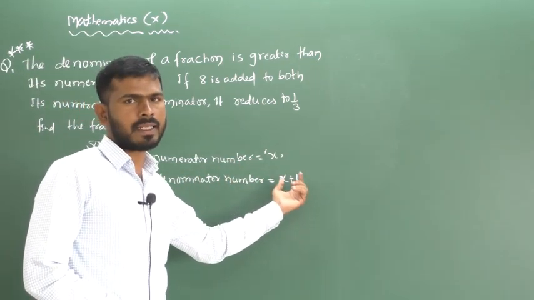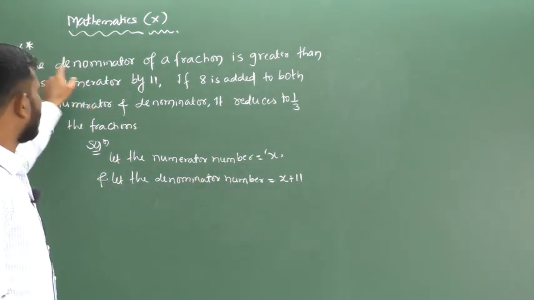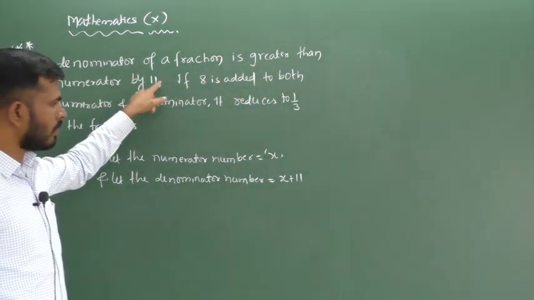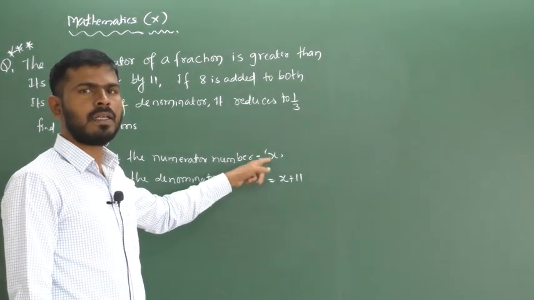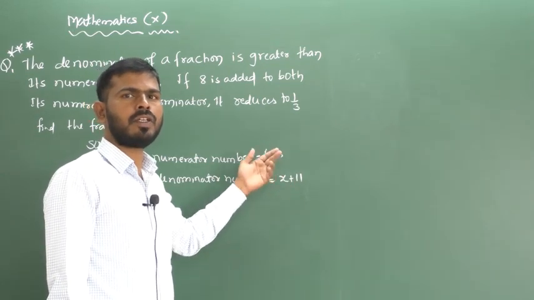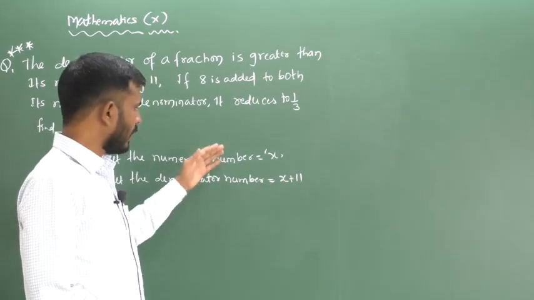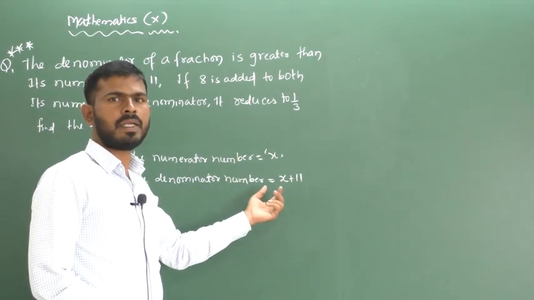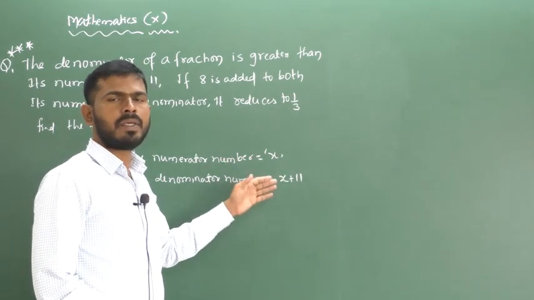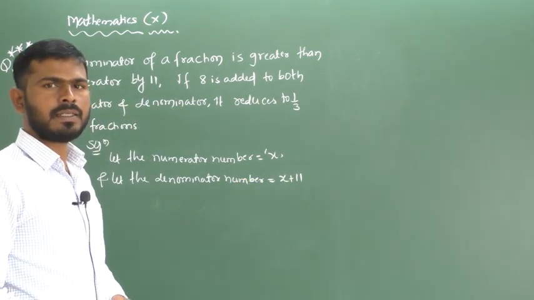Why take x plus 11? According to the situation, the denominator of the fraction is greater than its numerator by 11. So if the numerator is x, the denominator is x plus 11. Suppose the numerator is y, then the denominator becomes y plus 11, because the denominator is greater than the numerator by 11. That's why I take x plus 11 here.